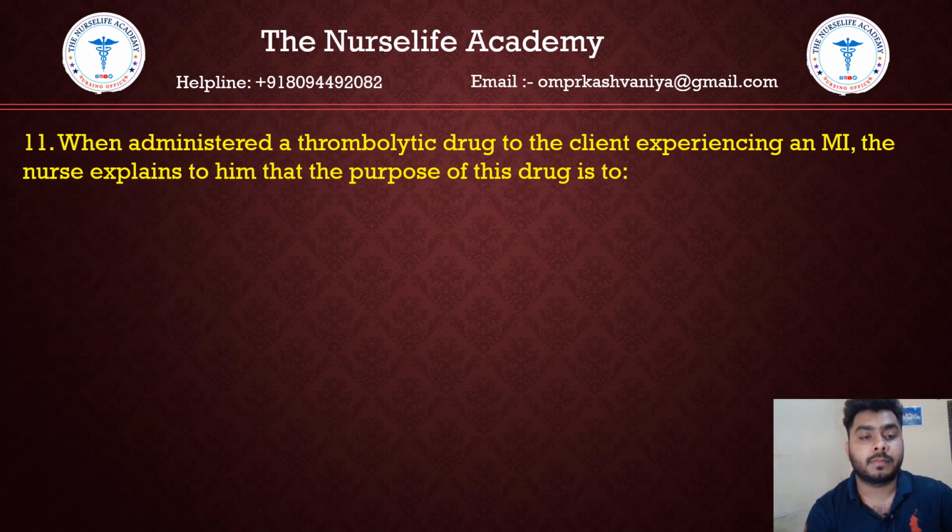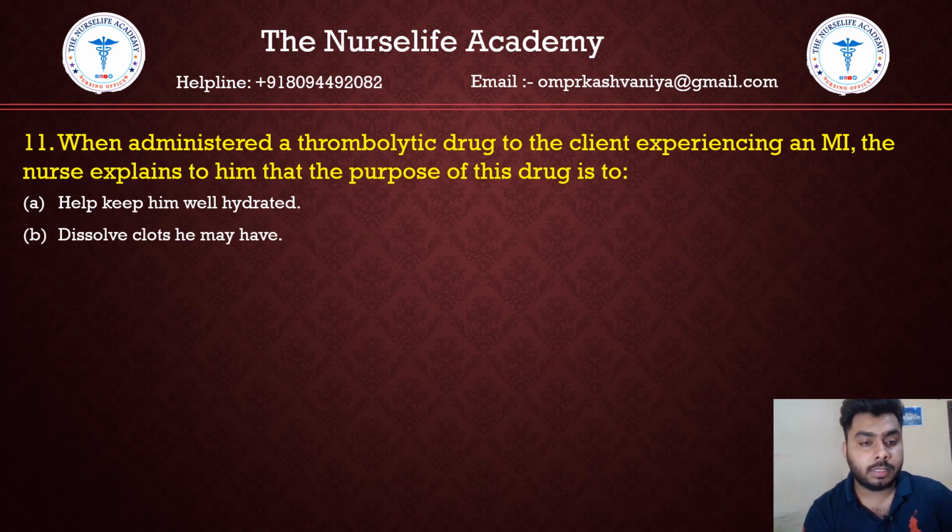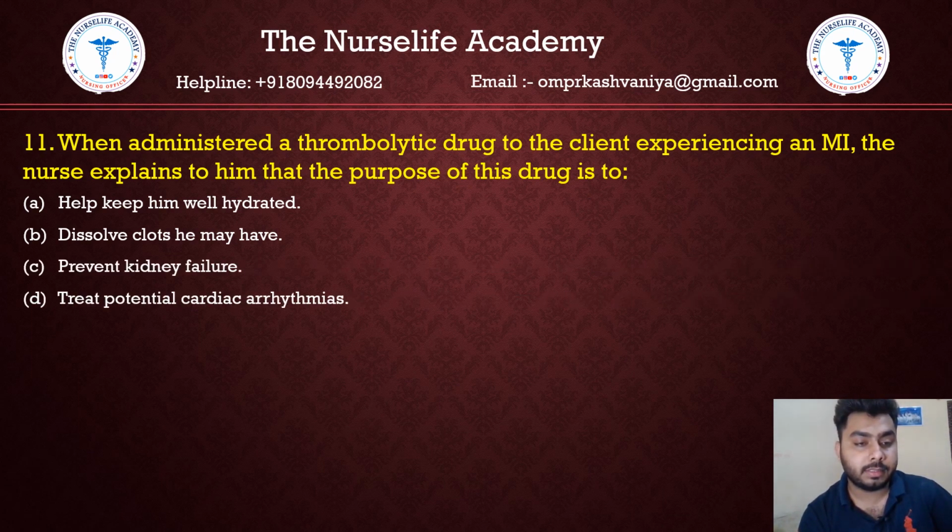Next question. When administering thrombolytic drugs to a client experiencing an MI, the nurse explains to him that the purpose of the drugs is to: option A, help keep him well hydrated. Option B, dissolve any clot he may have. Option C, prevent kidney failure. And option D, treat potential cardiac arrhythmias.